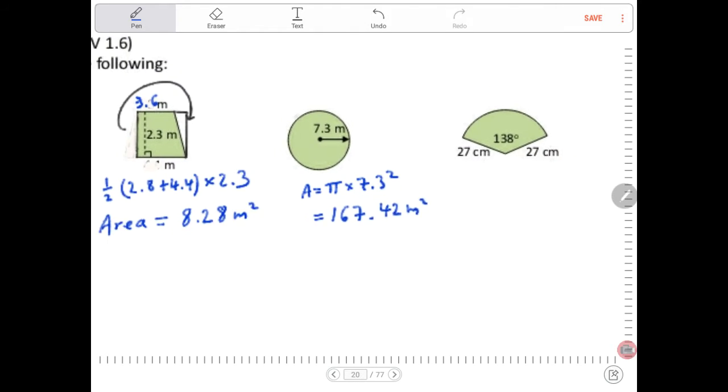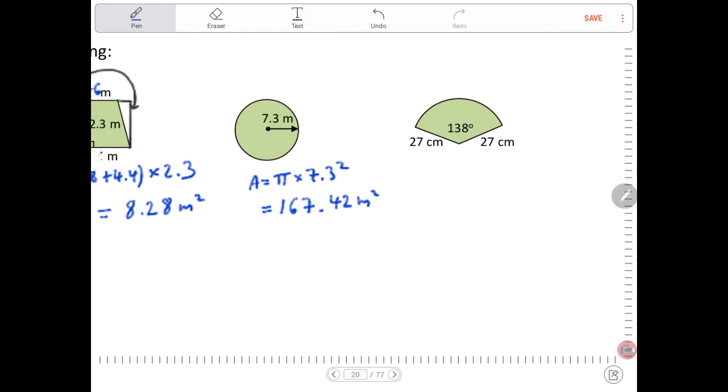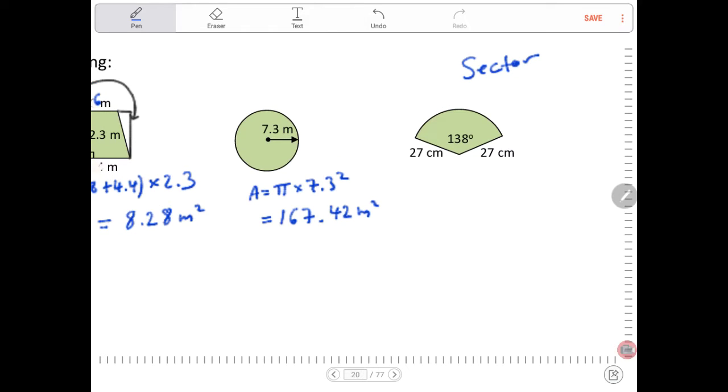Now, here we've got a bit of a slice of pizza. Well, we call it a sector. That would be a nice big slice of pizza if you were to take that one from the pizza pie. Really similar to arc length. Remember we discussed arc length earlier? We're finding the distance along a curved part of a sector. Well, in this case, we want the entire area in here.